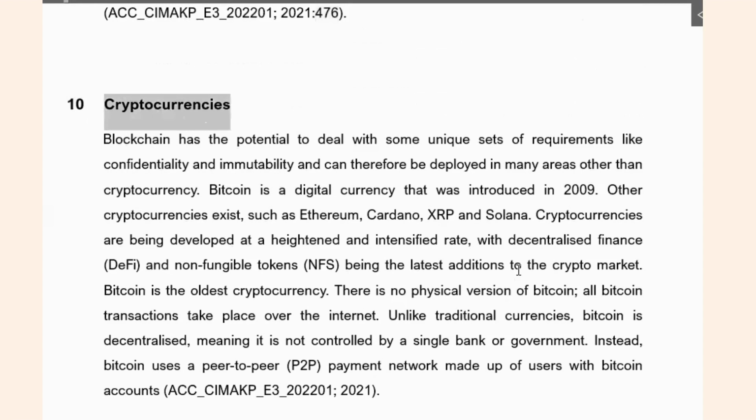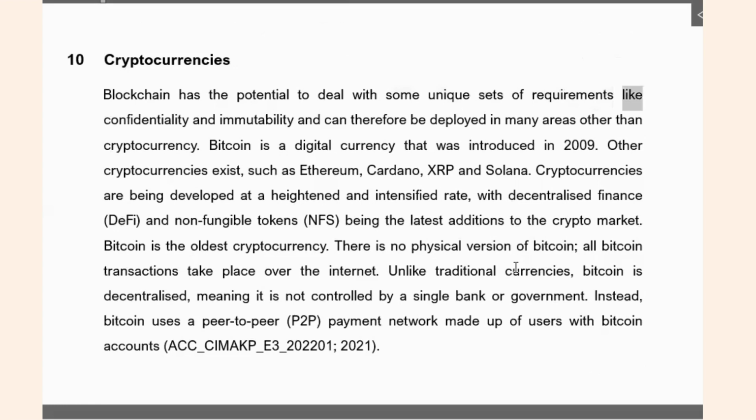Cryptocurrencies. Blockchain has the potential to deal with some unique sets of requirements like confidentiality and immutability and can therefore be deployed in many areas other than cryptocurrency.